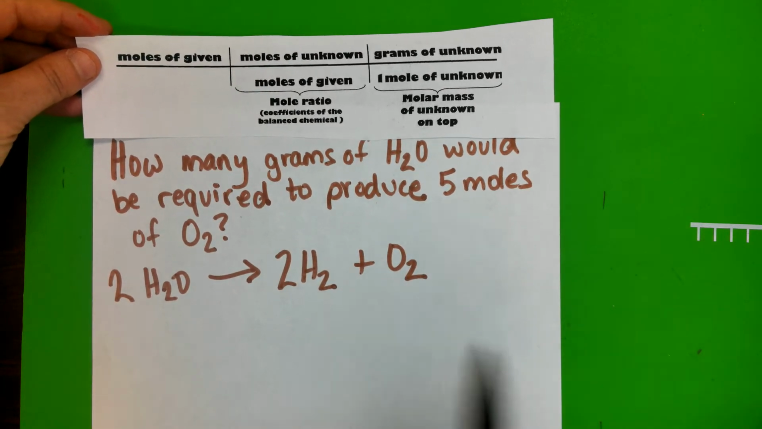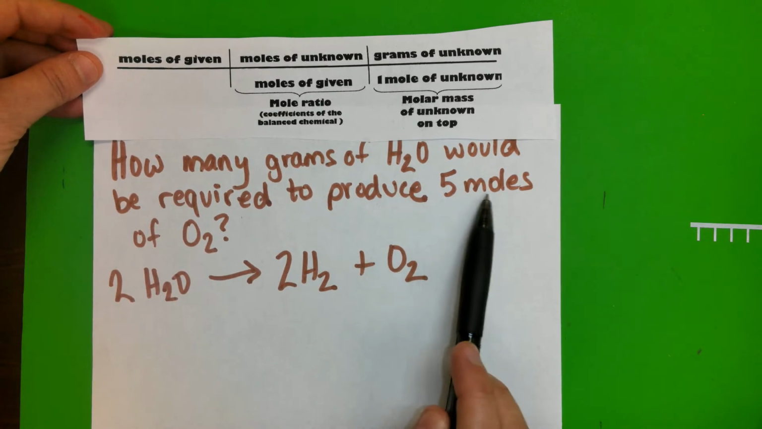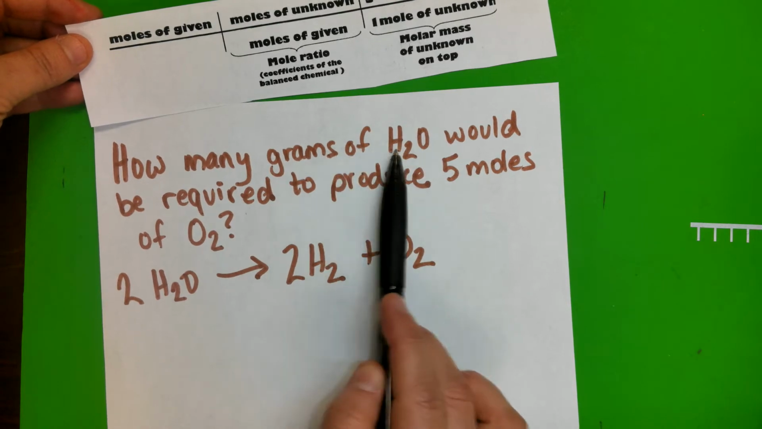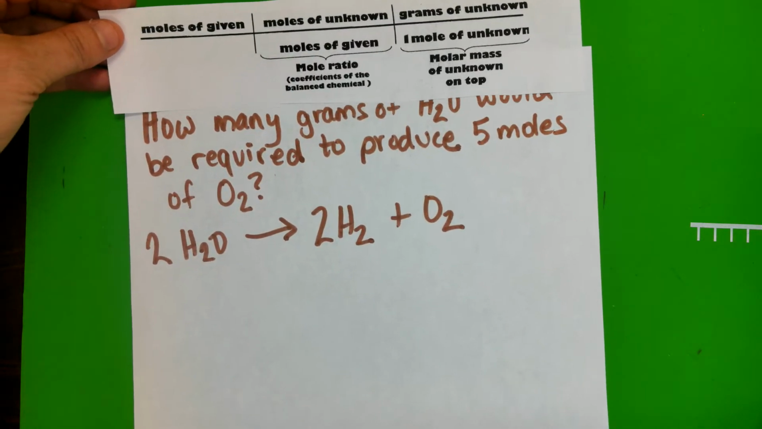If you look at it, they basically give you moles, and then you end up with grams of unknown. So grams of unknown is this one, the one that you don't know. Okay, so let's get started.